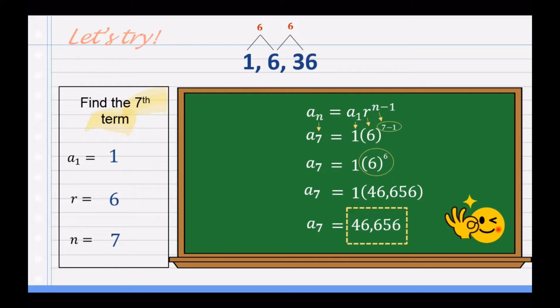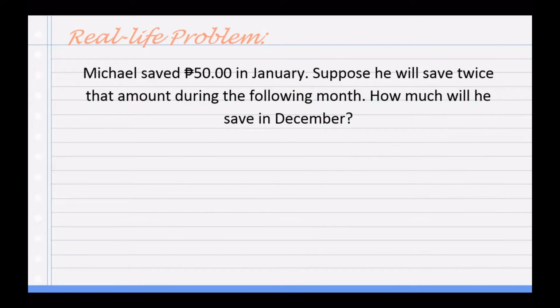Okay, now that we have already learned how to find the nth term of a geometric sequence by multiplying the last given term to the given ratio or by using the formula a sub n is equal to a sub 1 times r raised to n minus 1, let us now try to solve this real-life problem.